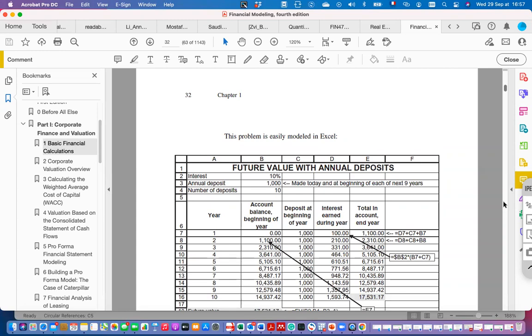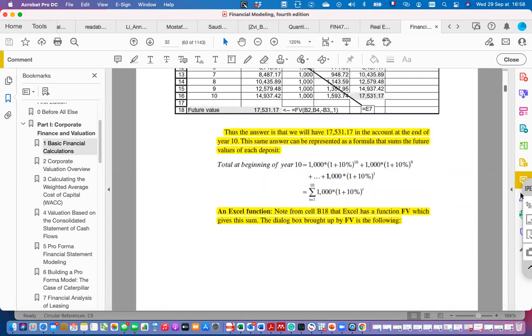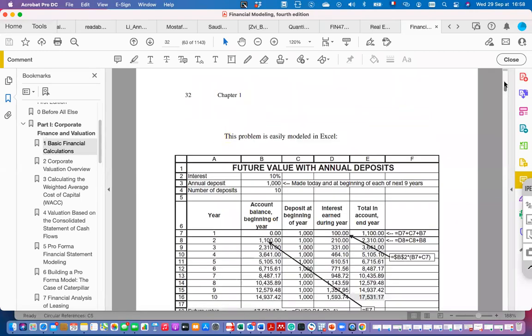طيب حلو. Now the second way to solve this problem is using the tables, right? So we need to build a table with 5 columns: year, then account balance at the beginning of the year, then deposit, then interest, then total by the end of the year. And we should have the same result.